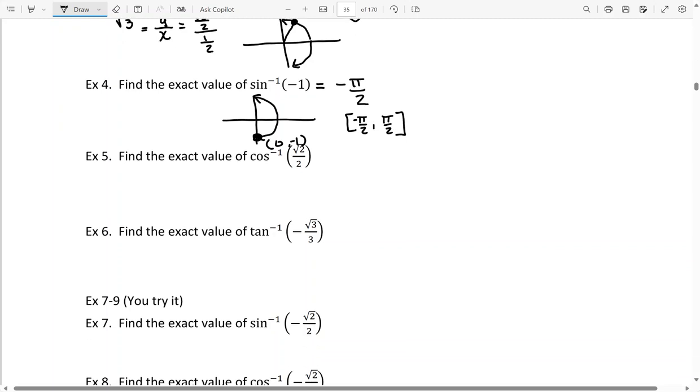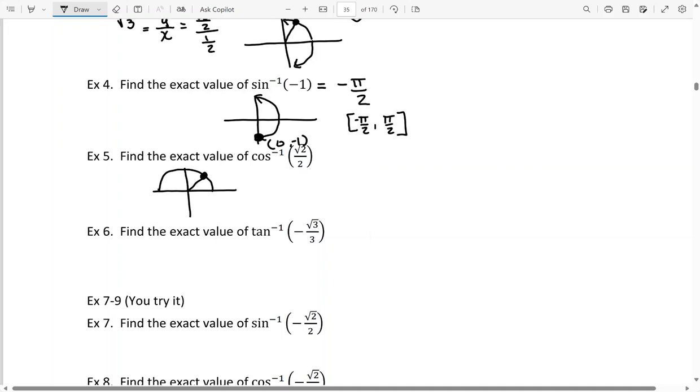Cosine inverse, where does the cosine function equal radical 2 over 2? And again, your choices are for cosine, quadrant 1 or quadrant 2. And you would be sitting right about there. So that's going to be pi over 4. Okay.